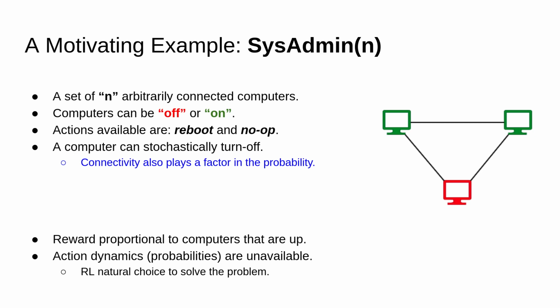given time step. Computers can stochastically turn off with a failure rate which is proportional to the connectivity properties of the network. The agent is awarded with a reward proportional to the total number of computers that are running, and the action dynamics are unavailable, making reinforcement learning the natural choice to solve such problems.